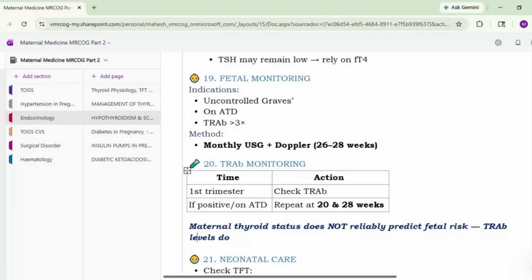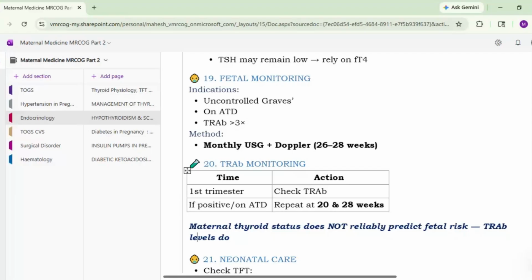So TRAB antibody you have to check in the first trimester also, and if positive, or if she is on antithyroid drug, you will repeat at 20 weeks and at 28 weeks also, because what is going to happen at 20 weeks, the fetal thyroid will start functioning, and once the fetal thyroid starts functioning, this TRAB antibody, if it is positive, will get transferred to the fetus, and there will be fetal Graves disease. Okay. So maternal thyroid status does not reliably predict the fetal risk. Okay, so you have to repeat. First, you check the TRAB in the first trimester. If positive, or if she is on antithyroid drug, you will repeat it at 20 weeks and 28 weeks.